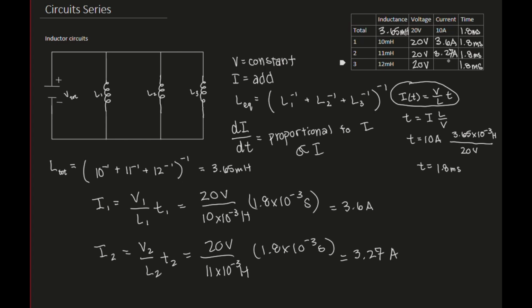And then I can find the last current by just knowing that the sum of the currents, the total current, equals the sum of the currents. So I can take 10 minus 3.6 minus 3.27, or I could use the same exact equation to figure it out. You should get something around 3 or 3.12 amps. So it's just smaller across it, and that'll sum up to 10.